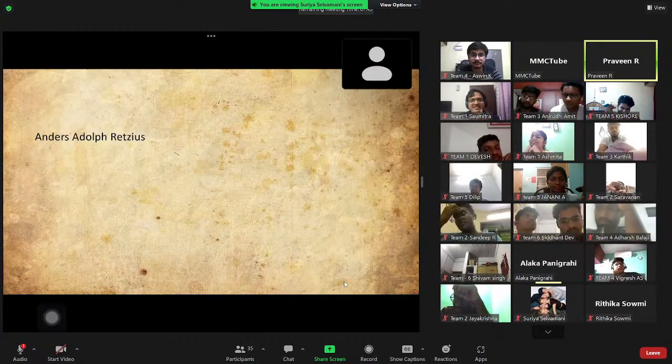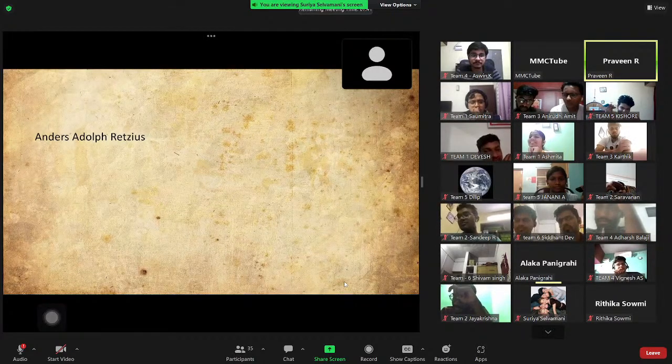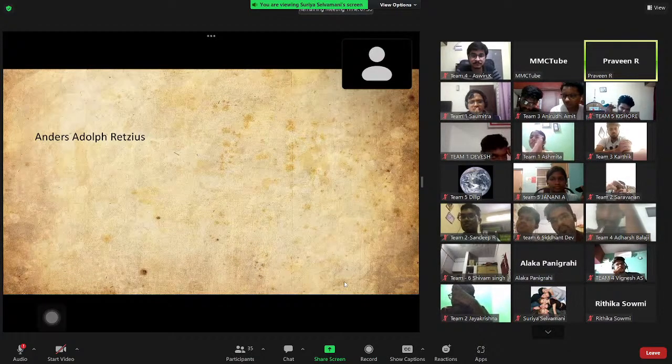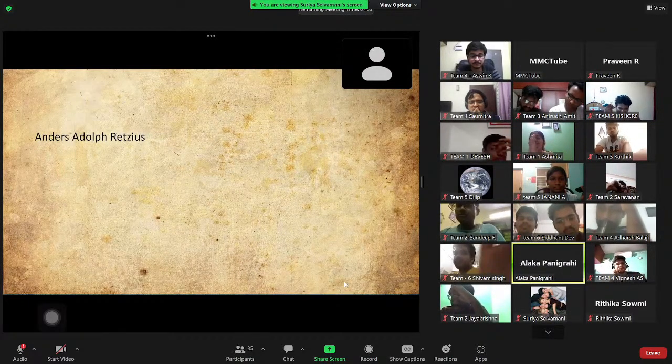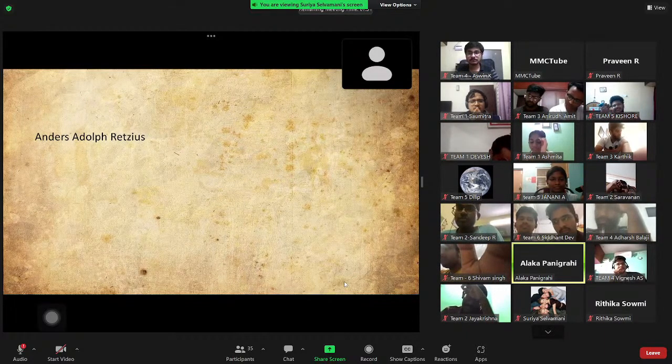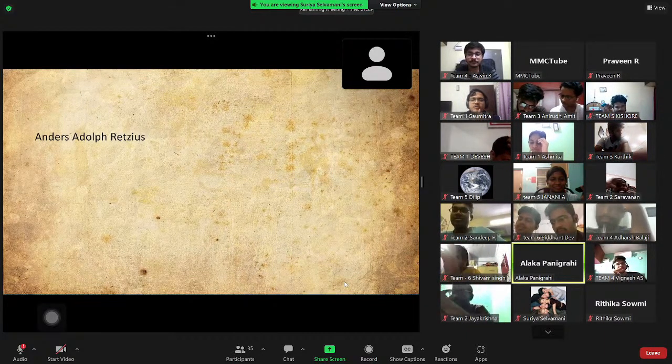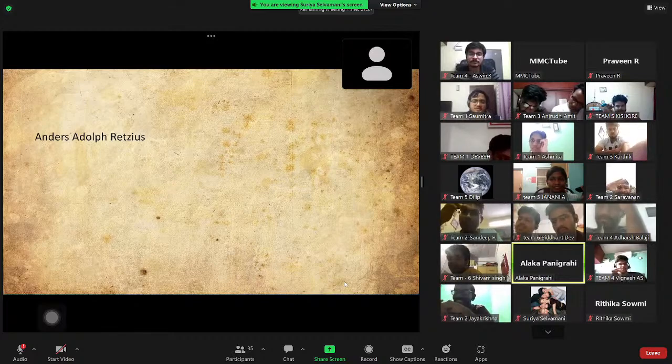Team 2 have pounced as Retzius. Team 5 has written as Bowman. So team 2 gets 50 points and team 5 gets minus 25. We'll move on to the next question to team 2.